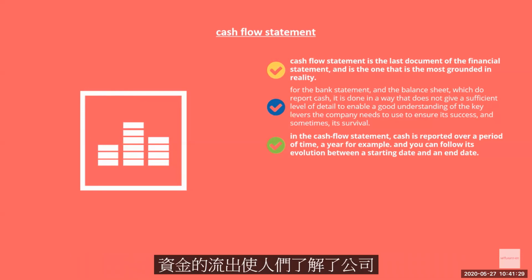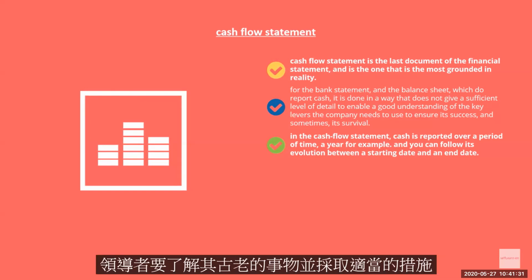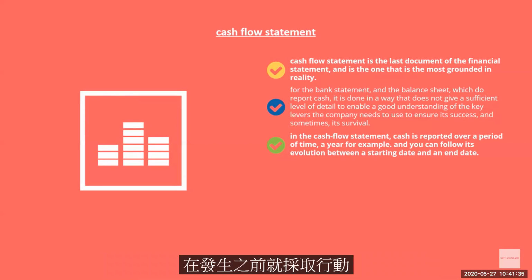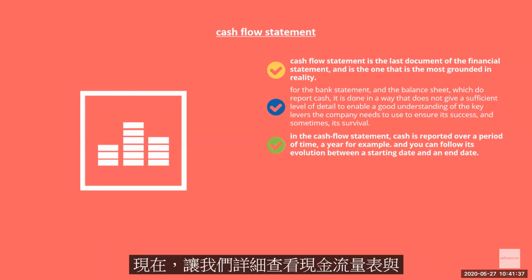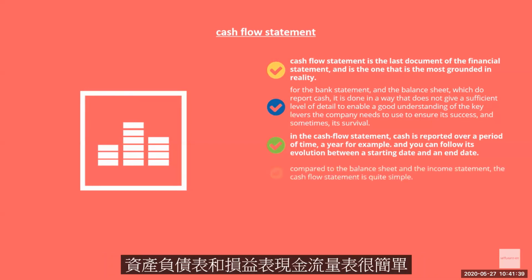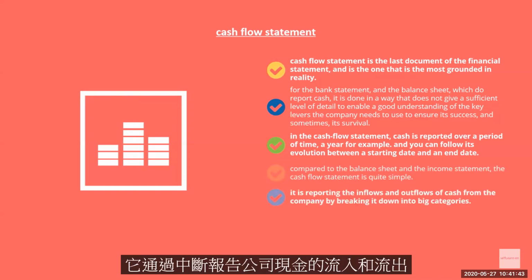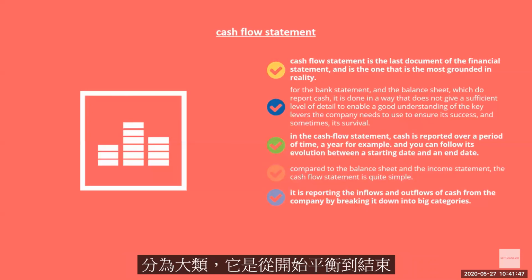Gaining that understanding enables the company leaders to understand what its vulnerabilities are and to take appropriate actions well in advance of their occurrence. Now let's look at the cash flow statement in detail. Compared to the balance sheet and the income statement, the cash flow statement is quite simple. It is reporting the inflows and outflows of cash from the company by breaking it down into big categories. It's starting from the beginning balance and ending with the ending balance.